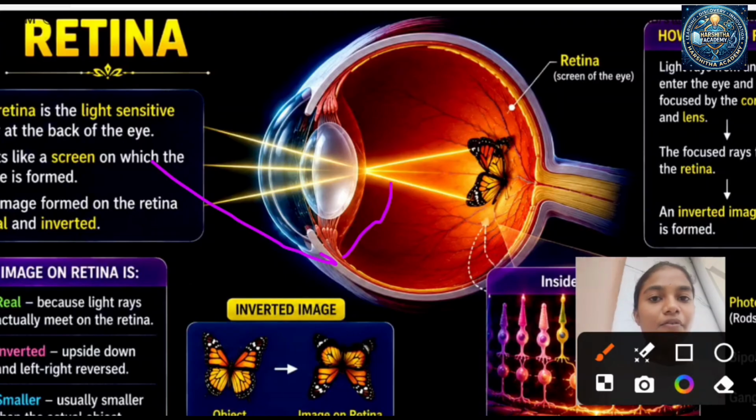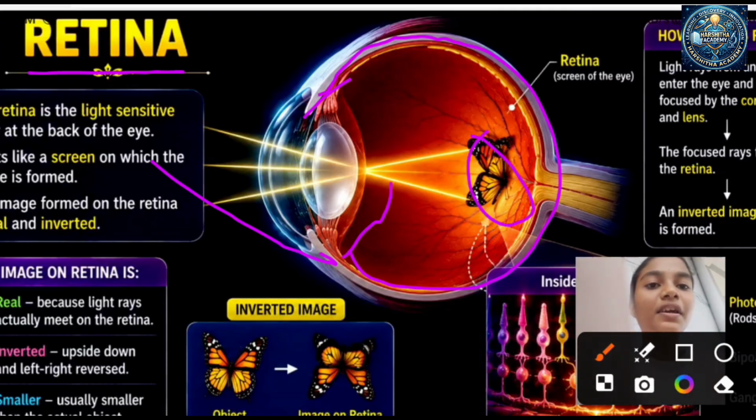Now if we talk about the retina, so this is the retina. If you observe here, what is the retina? It is like a screen where the image is formed.